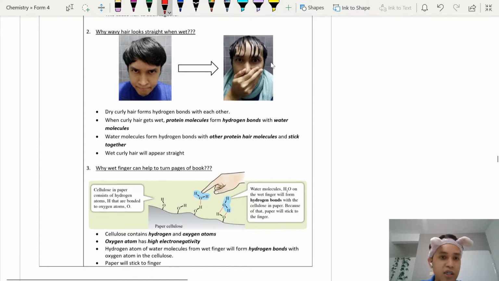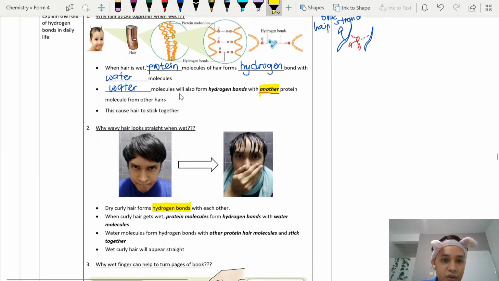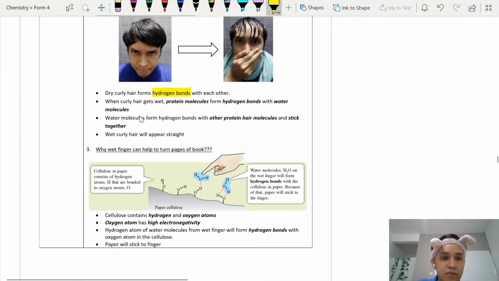Same reason actually. When it's dry, basically your hair has hydrogen bonds, right? So when it's wet, different hair strands will stick together. It's almost the same as the explanation on top. As you can see here, when curly hair gets wet, the protein molecules form hydrogen bonds with other protein molecules and stick together. That is why it becomes straight like this.